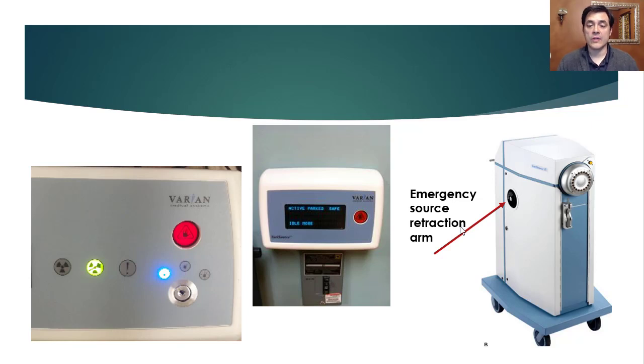The emergency source retraction arm, or the hand crank that's used in the last resort, is located on the side of the VeriSource and on the back of the Gamma Med, this surface that's facing away from us. Each of those allows you to take the source cable and manually crank back all the way to the safe position.